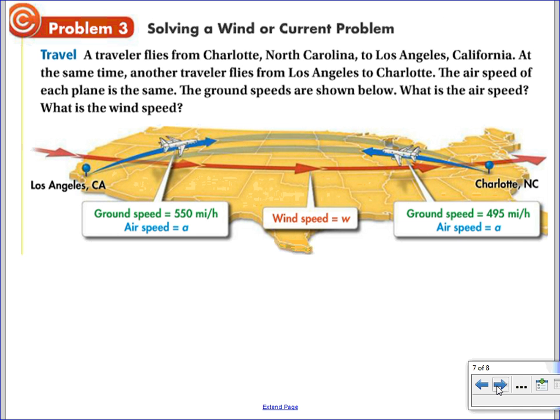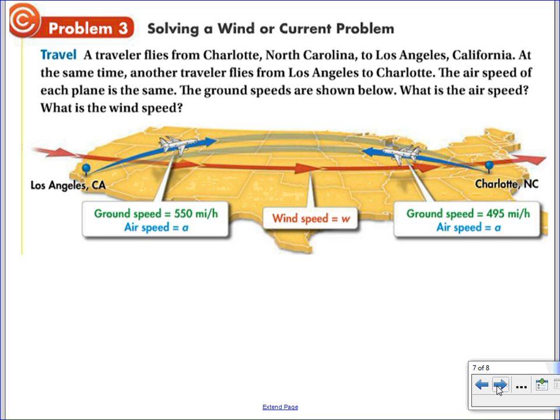Last one. A traveler flies from Charlotte, North Carolina to Los Angeles, California. At the same time, another traveler flies from LA to Charlotte, so the other way around. The airspeed of each plane is the same. The ground speeds are shown here.